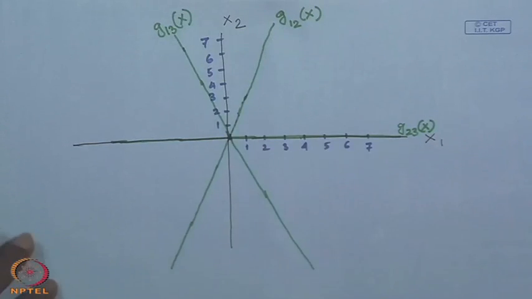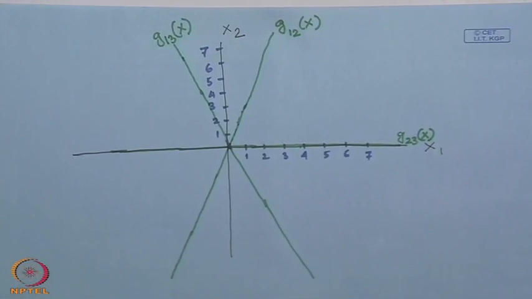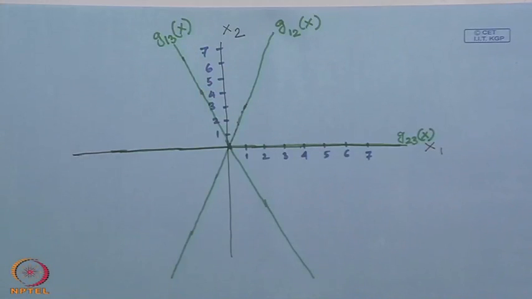Now, when it comes to G12(x), we said that if G12(x) is greater than 0, then x belongs to class omega 1. If it is less than 0, then x belongs to class omega 2. Similarly, G23(x), if G23(x) for a given x is greater than 0, then that x belongs to class omega 2. If it is less than 0, then that x belongs to class omega 3. And similarly, considering this G13(x), if G13(x) is greater than 0, then that x belongs to class omega 1. If it is less than 0, then that x belongs to class omega 3.